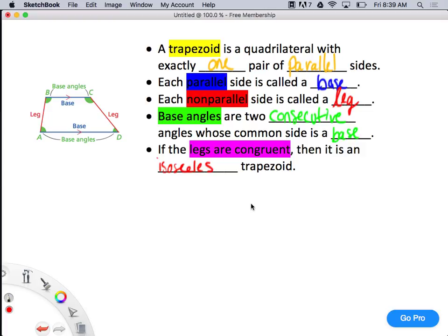In an isosceles triangle, we know the legs are congruent. In an isosceles trapezoid, the legs are congruent.